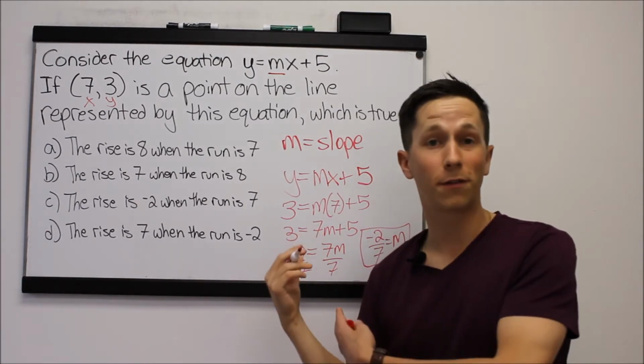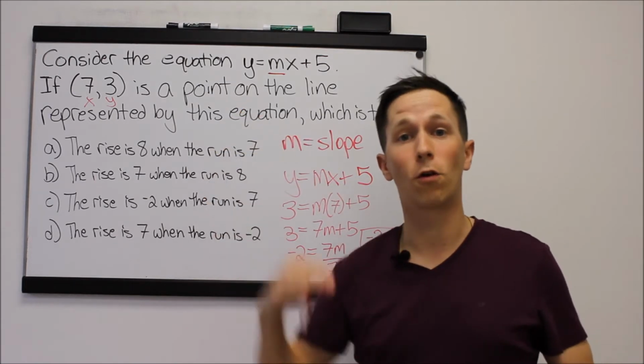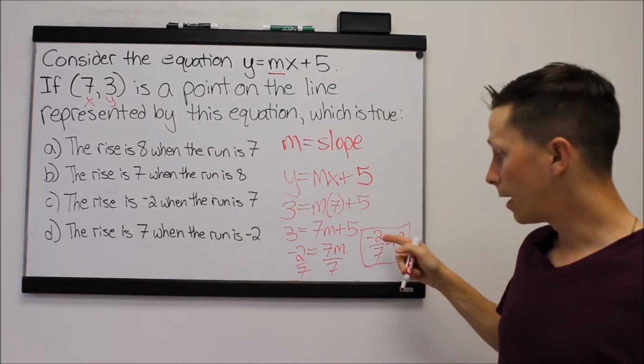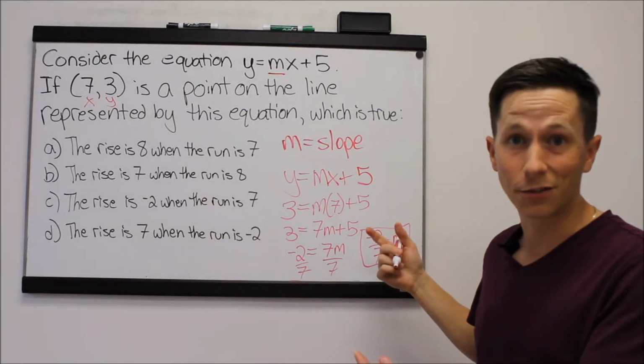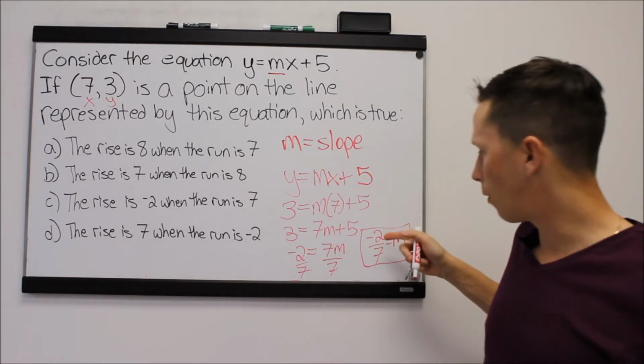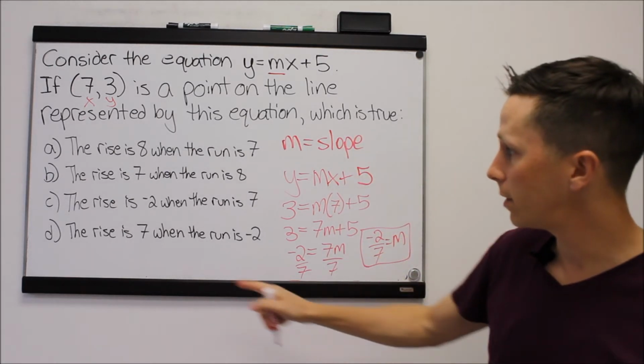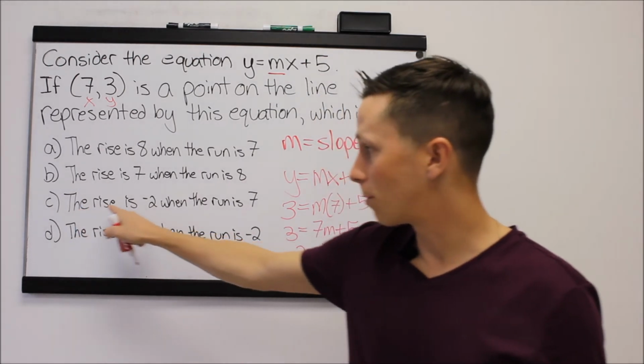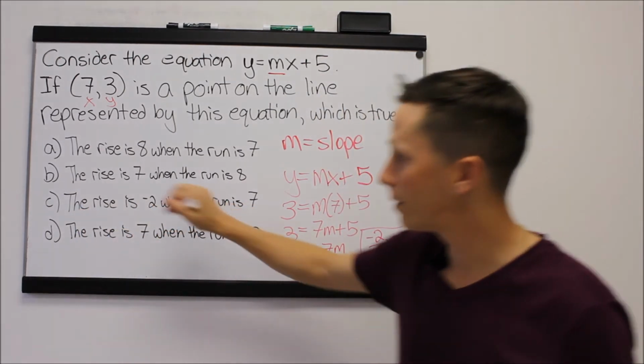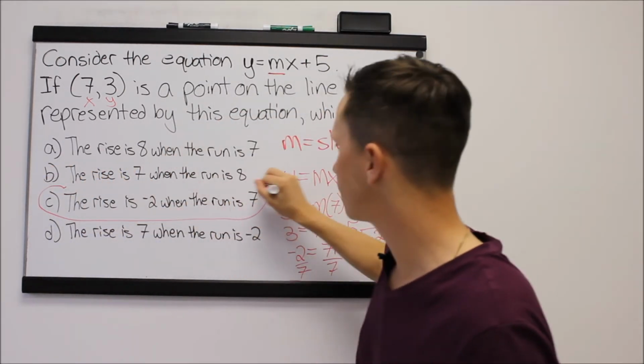Now we have to remember what slope means. Well, it means rise over run. 2 is the rise, negative 2 actually, so that can be going down. A rise of negative 2 and a run of 7. We can see option C is the rise is negative 2 when the run is 7, and that's our answer.